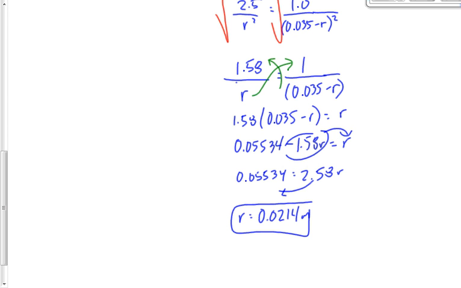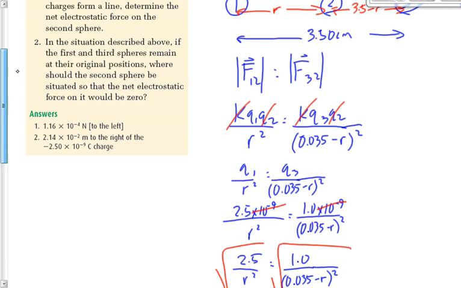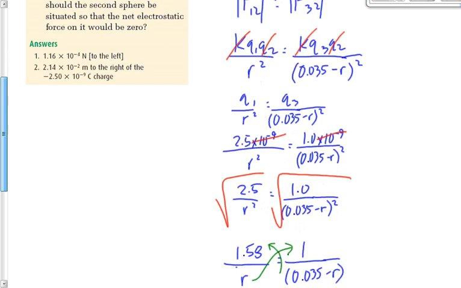So the distance of the second sphere from the first sphere is 2.14 centimeters, which we predicted, right? We predicted at least that ballpark. We got a total distance of 3.5 centimeters. We predicted it was going to be closer to charge 3 than it was charge 1, and sure enough, it worked out to be.